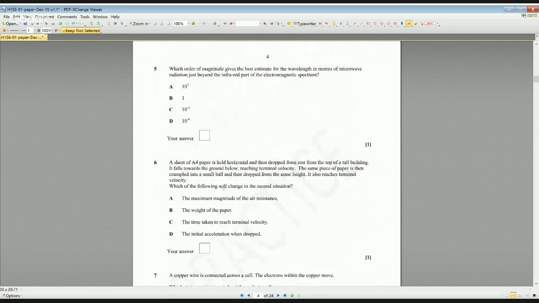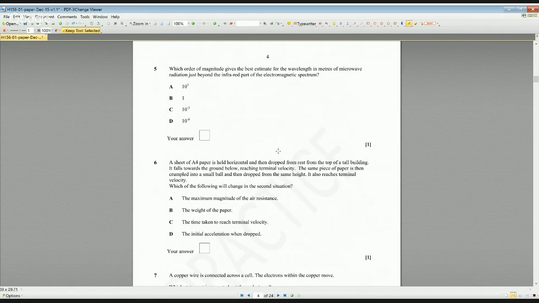Moving on to question number 5, which order of magnitude here gives the best estimate for the wavelength in meters of microwave radiation just beyond the infrared part of the electromagnetic spectrum? So basically it's asking roughly what is the wavelength of microwaves, fairly high frequency microwaves, the microwaves that are closer to the infrared. This might not look it at first glance, but it's actually quite a difficult question, and it requires an awful lot of general physics knowledge about the electromagnetic spectrum.